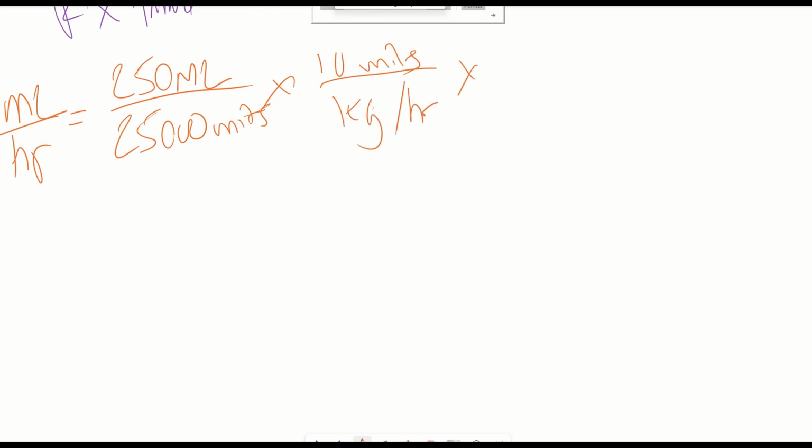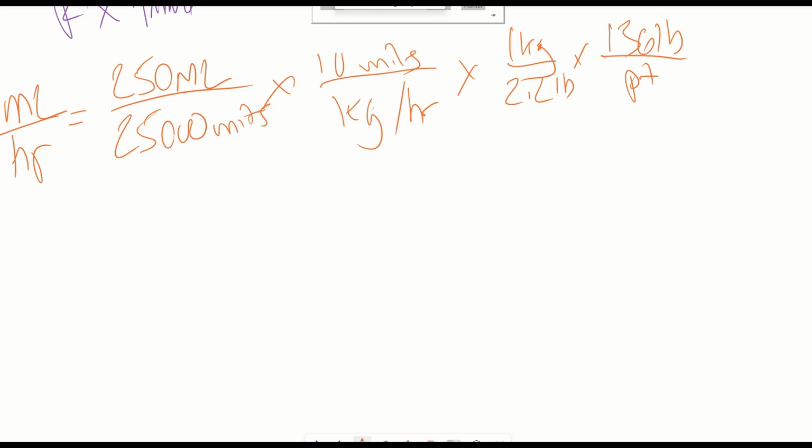And then what else do we need? We need to get rid of kilograms. So 1 kilogram or 2.2 kilograms, what is it? What's heavier, a pound or a kilo? 1 kilo is heavier, right? So 1 kilogram per 2.2 pounds times how much does the patient weigh again? 136 pounds, all right, per patient.